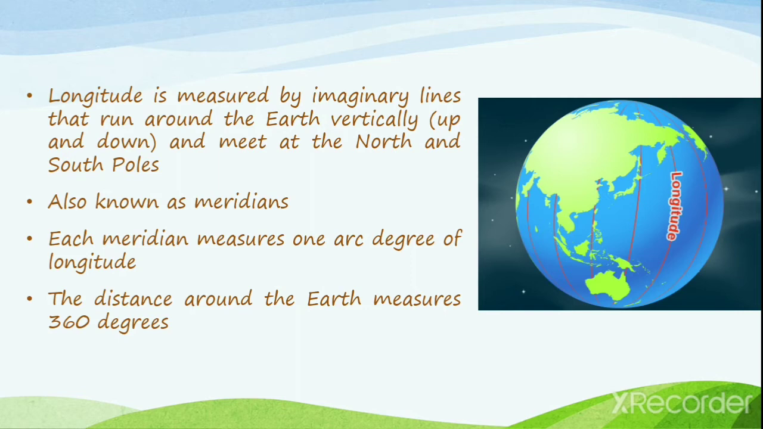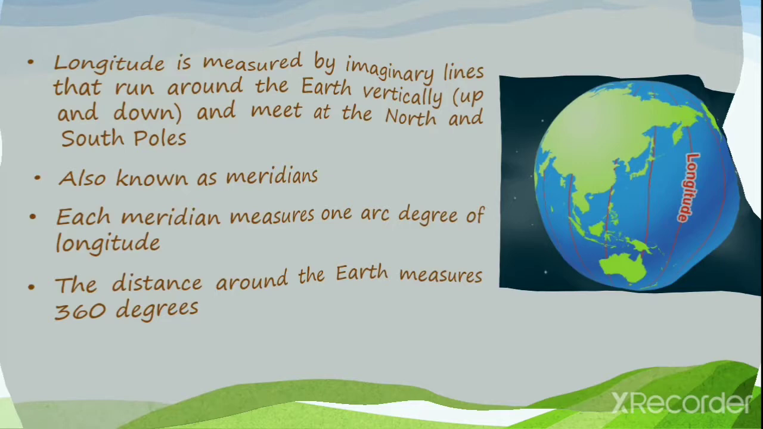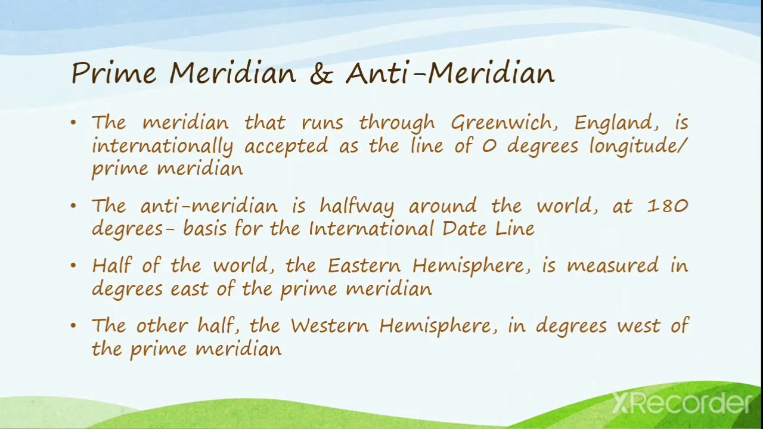The longitude is also termed as meridians. Each meridian measures 1 arc degree of longitude. The distance around the earth thus measures 360 degrees of longitude. The meridian which runs through Greenwich in England is internationally accepted as the 0 degree longitude or prime meridian.